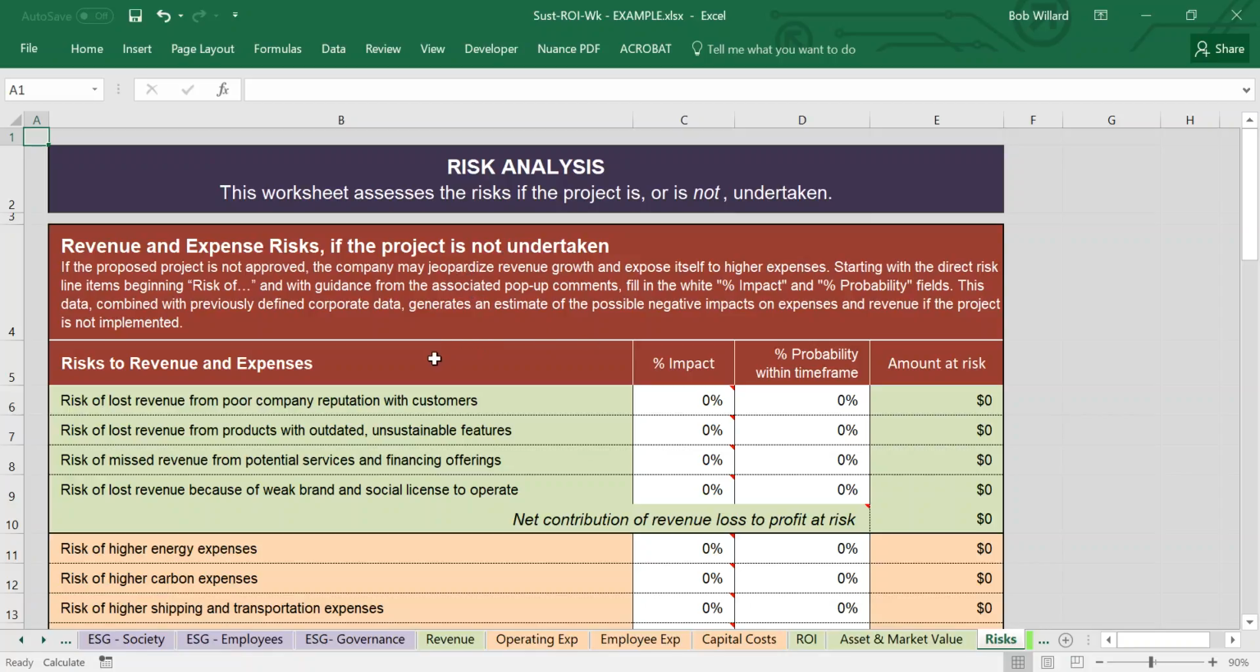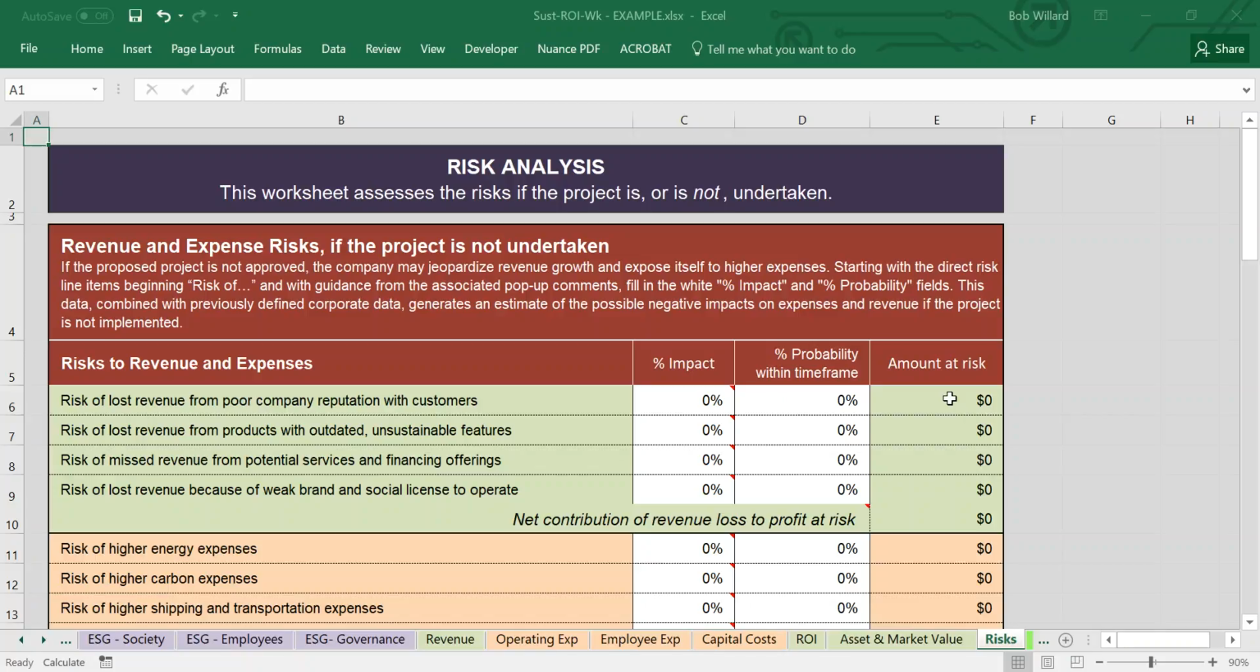And what you can see at the top here is the normal way that risks are calculated for anything. So it looks at the size of the potential impact of not doing the project on this particular line item and the probability of that happening within the time frame of the project, which for our purposes we might think is 5 years for the retrofit of the headquarters building project that we are considering in this example. And once you put in those two, then the calculation is automatically done for the amount at risk.